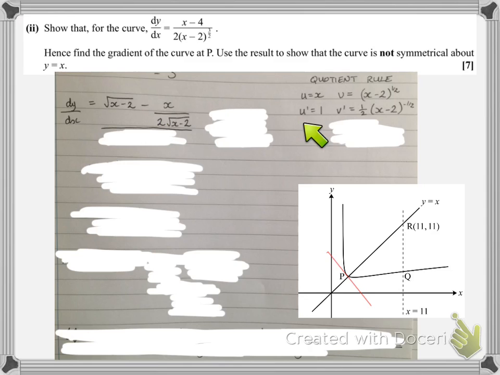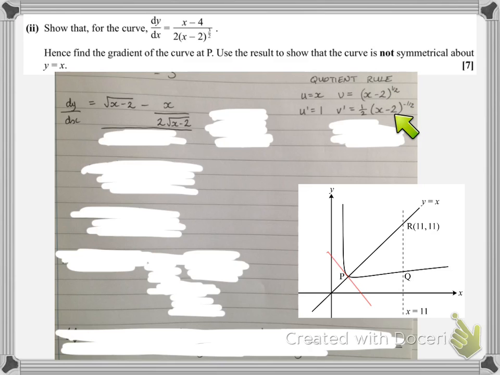What I mean by that, bottom d top, the bottom is the v, d top is the derivative of u. So it's going to be this part multiplied by this, so that's just x minus 2 to the half, which I've written here as root x minus 2, minus top d bottom, so top is the u, which is x, d bottom is the derivative of the thing that was in the bottom of the fraction, so that's a half x minus 2 to the minus a half.